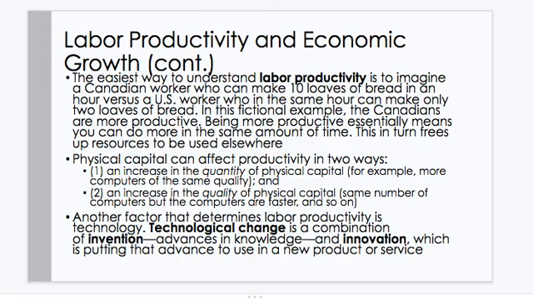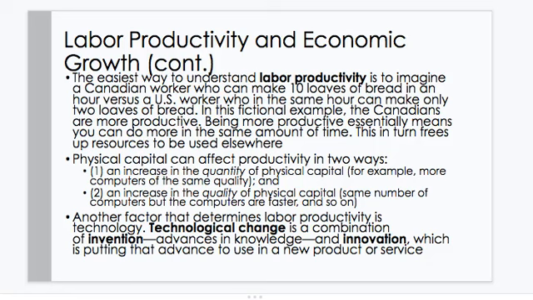Continuing on, the easiest way to understand labor productivity is to imagine a Canadian worker who can make 10 loaves of bread in an hour versus a US worker who in the same hour can make only 2 loaves of bread. In this fictional example, the Canadians are more productive. Being more productive essentially means you can do more in the same amount of time. This in turn frees up resources to be used elsewhere.